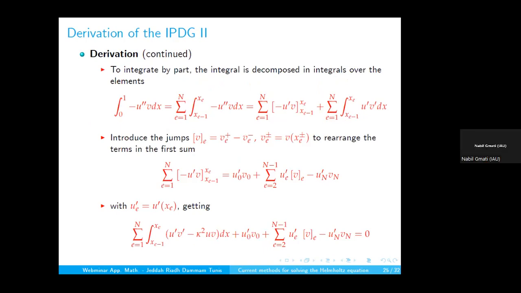Sorry, Abderrahmane. IP is for... okay, the abbreviation. IP is for... okay, so I have interior penalty DG. Okay, thank you. Interior penalty DG method.